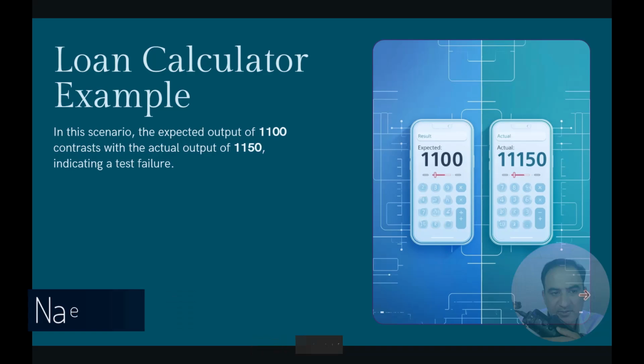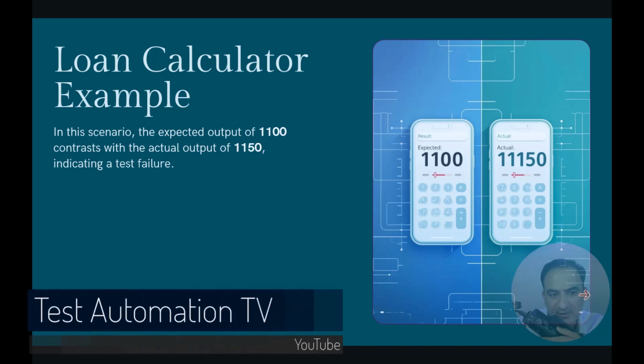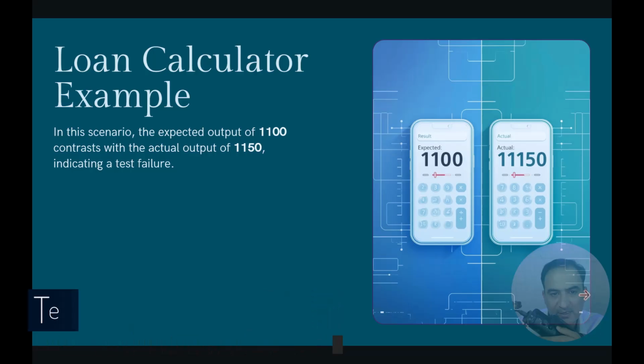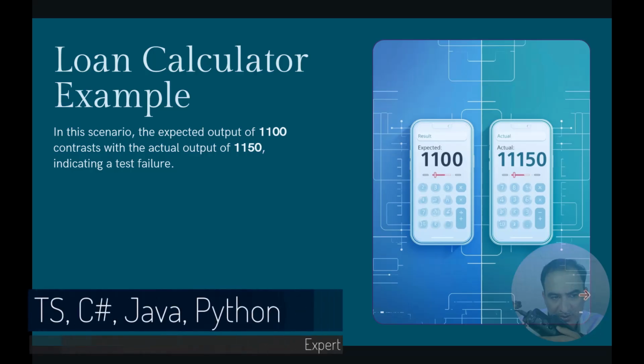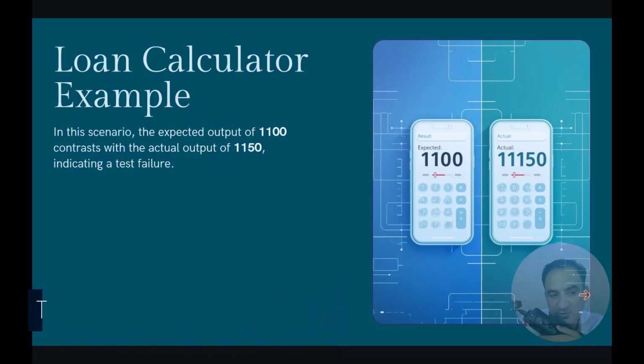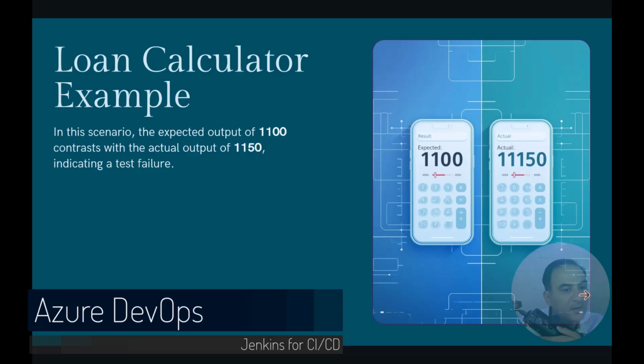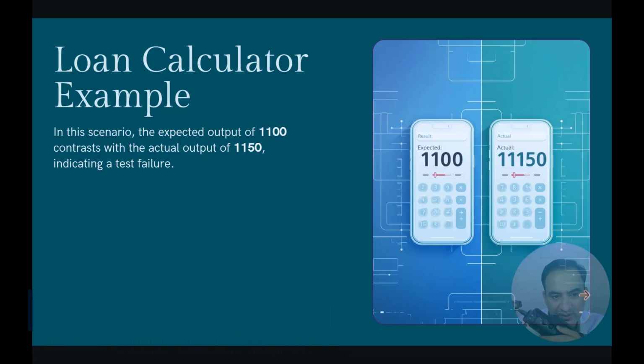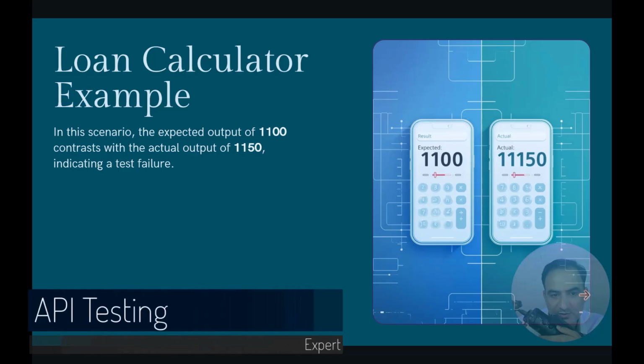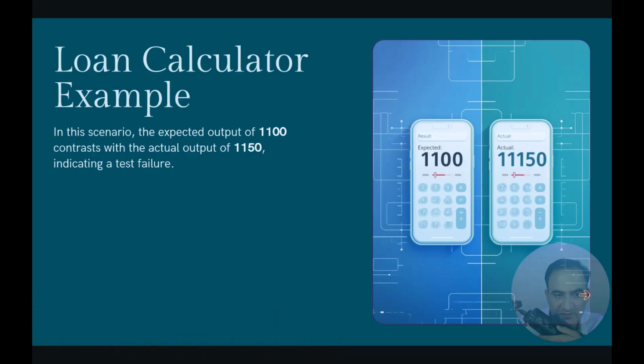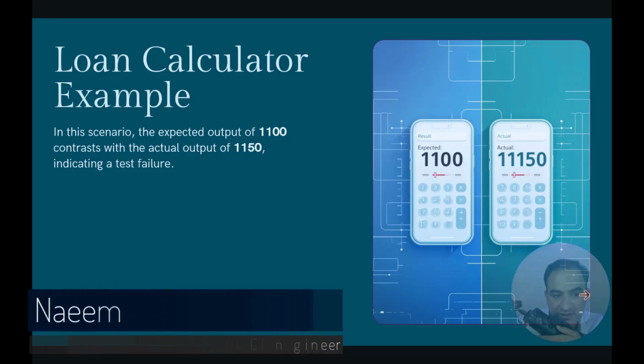The requirements document says that entering the principal 1000, rate equals 10% and term 1 year should yield the interest 100 and a total amount of 1100. The requirements here act as the test oracle. If your software produces a different number, for example, the total amount becomes 1150, your test will fail according to this test oracle.